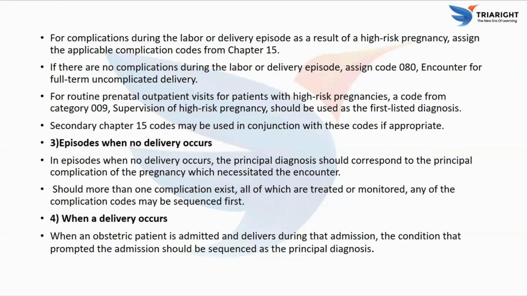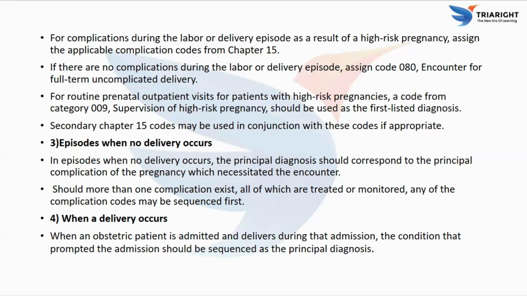In this case, what is the primary diagnosis? You have to use the main pregnancy complication that caused the visit. If multiple complications exist, you may choose any complication as the principal diagnosis as long as all were monitored or treated. What is the example? A patient comes with high BP, that is gestational hypertension, as well as mild bleeding. Both are treated. Either code can be sequenced first.